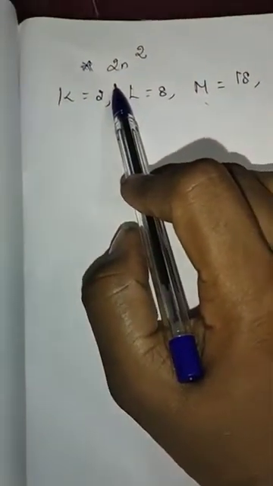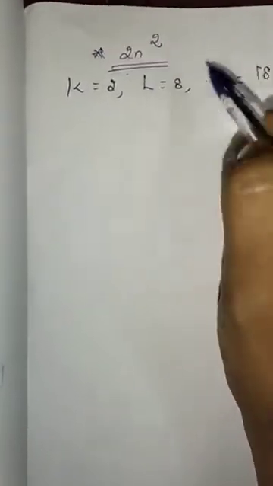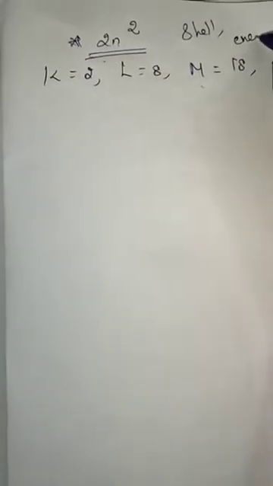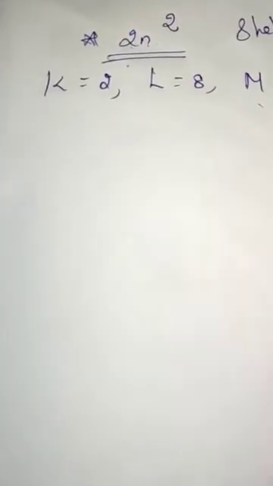In Niels Bohr's model we studied that the accommodation of electrons in each orbit is given by the formula 2n square, where n is the energy level. The orbit can also be called a shell or energy level. n denotes the quantum number. Quantum means energy. That is, each orbit has its own fixed energy level and a capacity to hold electrons.